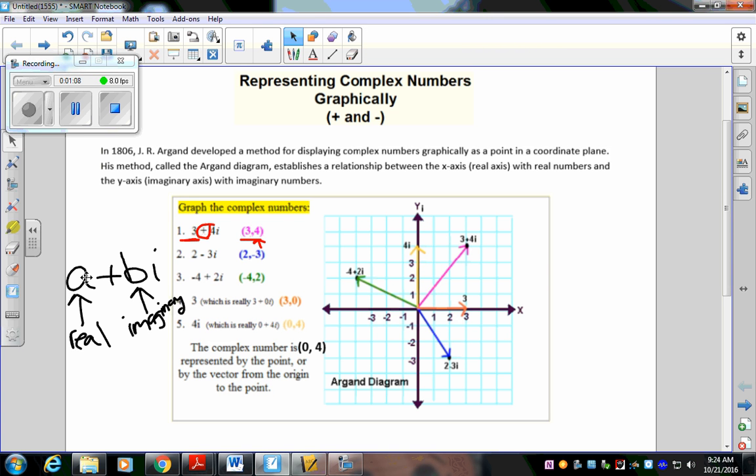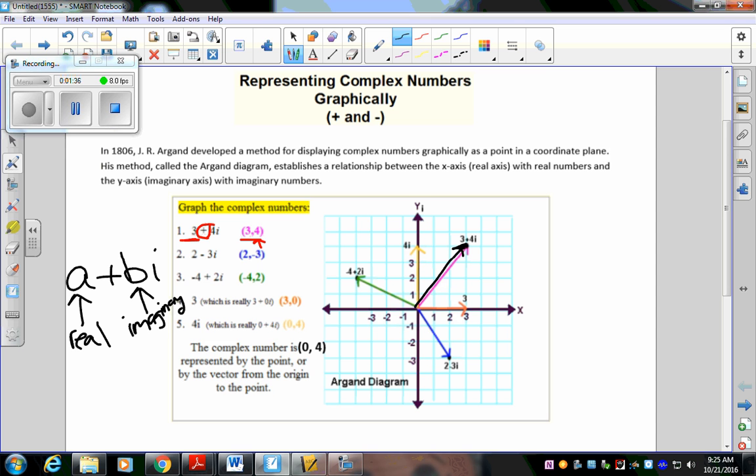So if I want to graph 3 plus 4i, I'm going to treat it like the point (3, 4). Okay, from the origin, I go 3 to the right and I go up 4. And it's this point right here displayed by the pink vector. So when I'm graphing it, I can plot it as a point or I can display it as a vector. And we're going to use that vector piece later as we're talking about finding the absolute value of a complex number.